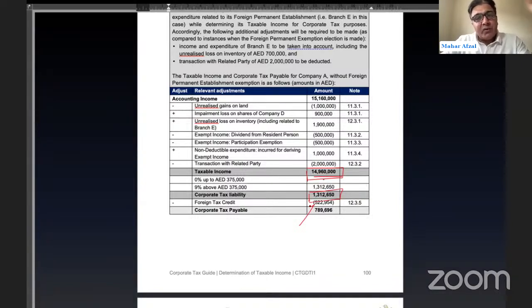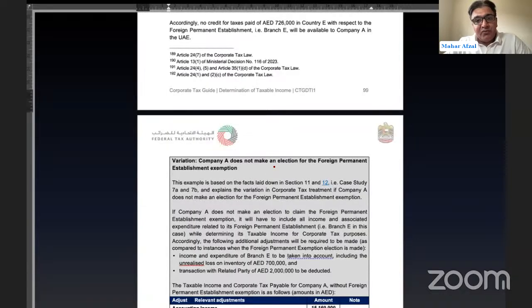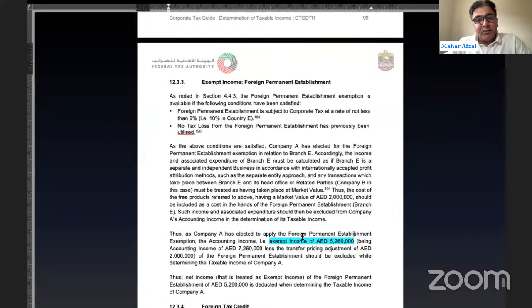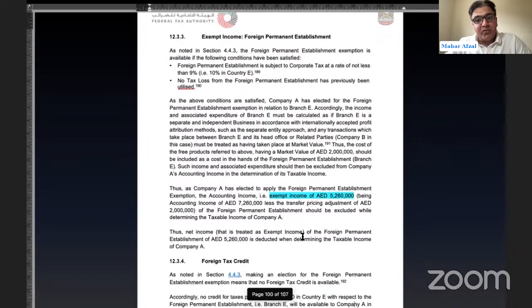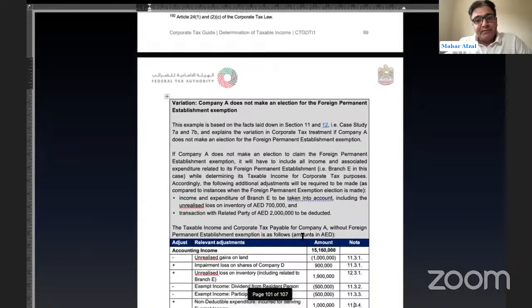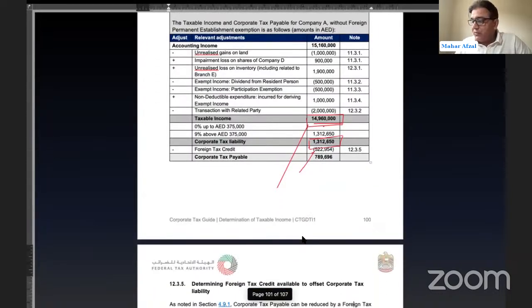It is in the guide, they have given one formula. This formula is basically foreign taxable income divided by total taxable income of the resident juridical person, multiplied by the total tax payable. So this is my total taxable income, and this is my foreign taxable income. 5260 is my foreign taxable income. So foreign taxable income 5260 divided by total taxable income, which is 14960, multiplied by the total tax payable.